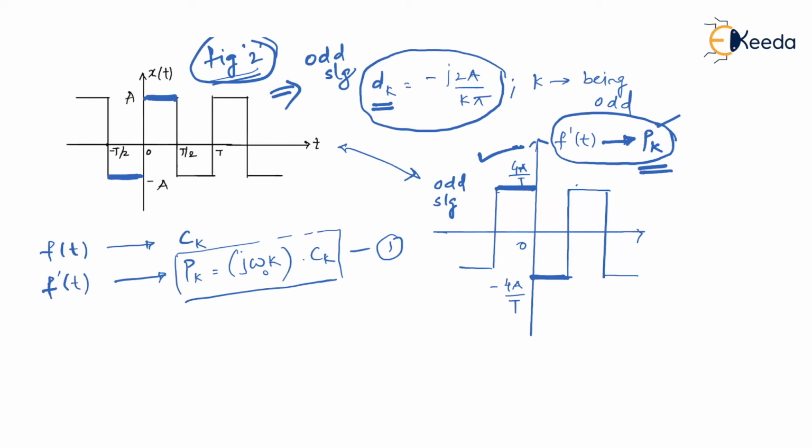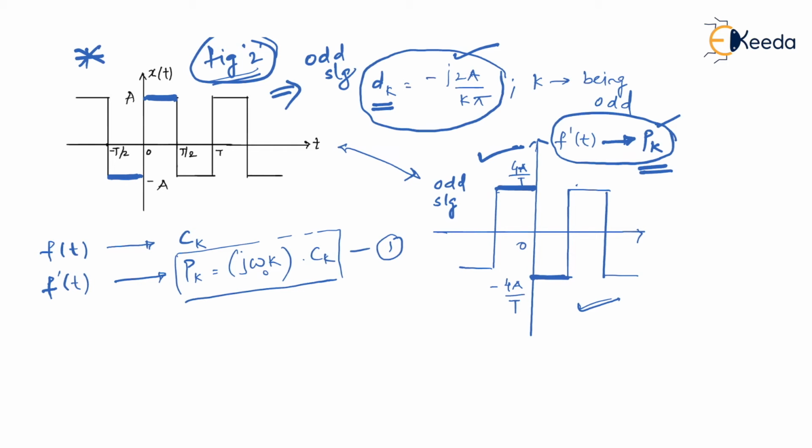I hope you are getting my point. I repeat what I said. What we had is figure 2 and its ready-made coefficients, that is Fourier series coefficient. But what we want is to get the coefficient for this figure.